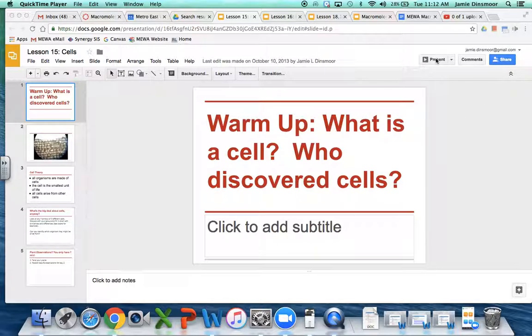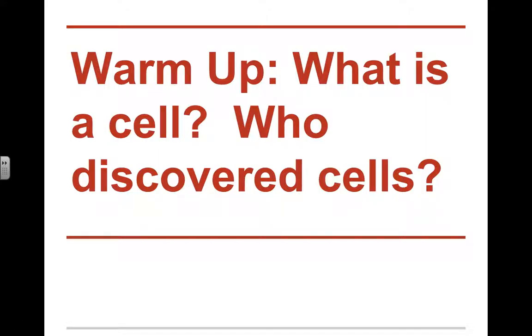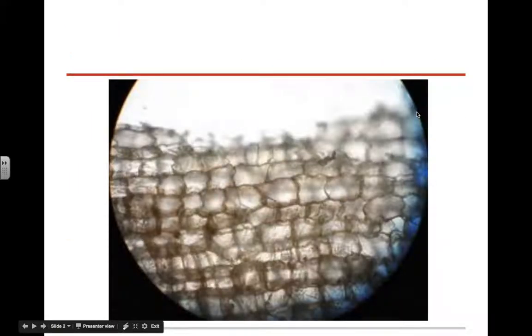So this part of the lesson is what is a cell and who discovered cells? So you may know, or you may be like, I have no idea. Some people might be thinking a cell is in your body, it's small. Some people might be thinking a prison cell. So this is actually a microscope picture of cells, right? In cork. Think of a wine bottle and the cork on the top, right? Think of a cork bulletin board when you hang things up on it.